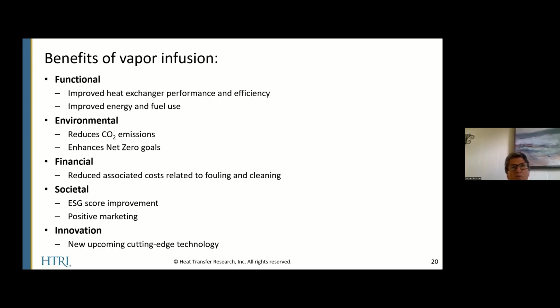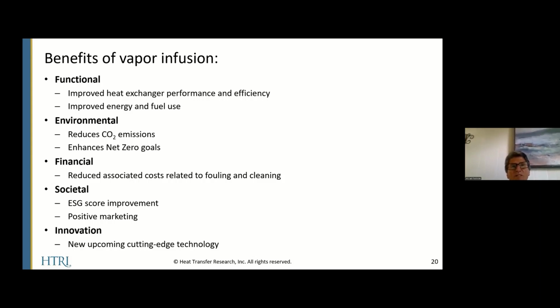With vapor infusion, you maintain the functionality and don't wait for a chronic condition to become an acute condition, requiring the heat exchanger to be torn down and clean. With vapor infusion, once the heat exchanger is clean, it maintains that cleanliness. In fact, in most situations, you will not see a reduction in functionality over a very long period of time.